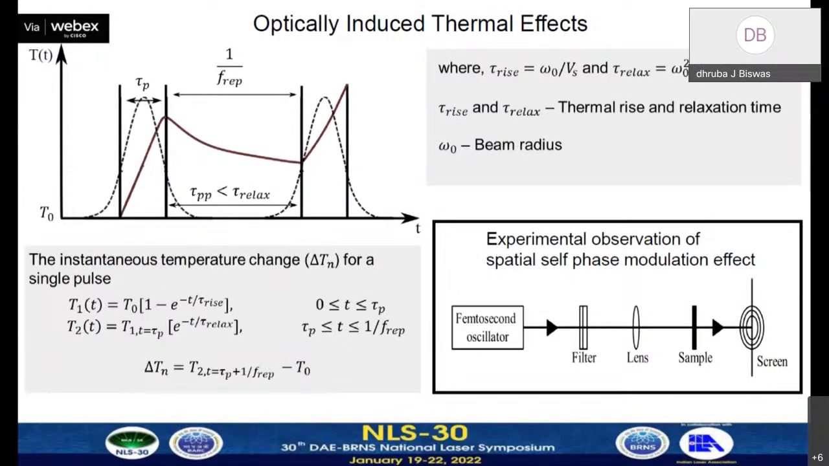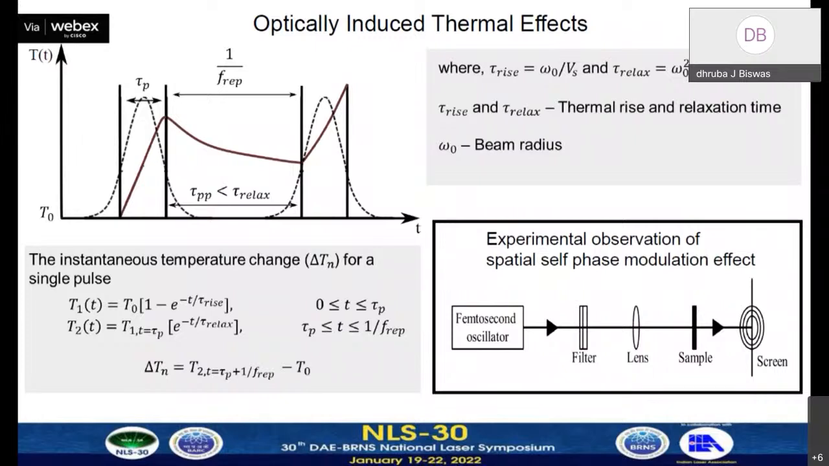The change in the temperature of the material is numerically simulated by using the finite difference simulation method. As seen in the first figure, for the pulse duration tau p, the temperature of the material rises and then decreases before the arrival of the next pulse. The build-up of temperature in the material depends on the characteristic rise and relaxation time of the medium.